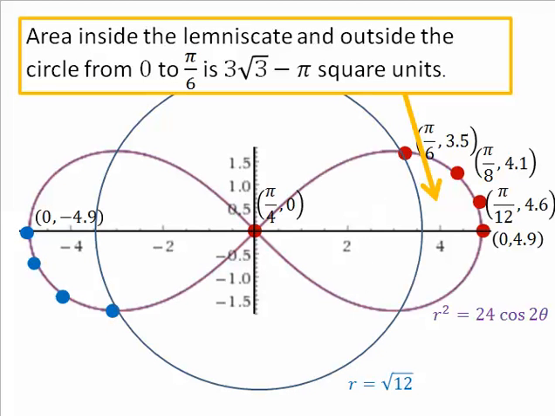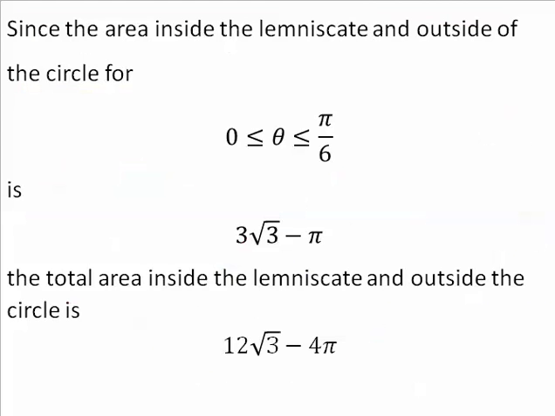And so the area inside the lemniscate and outside the circle from 0 to pi over 6 is 3 radical 3 minus pi. So the total area is 4 times that, 12 radical 3 minus 4 pi. And we're all done here.